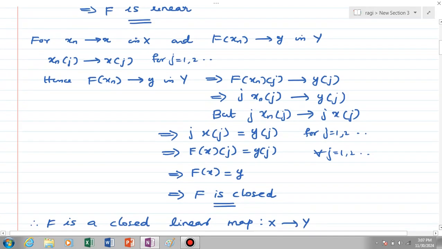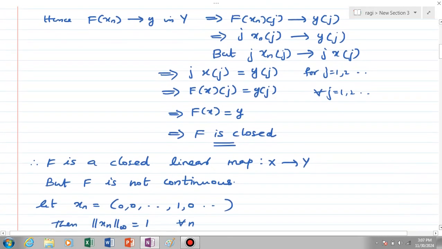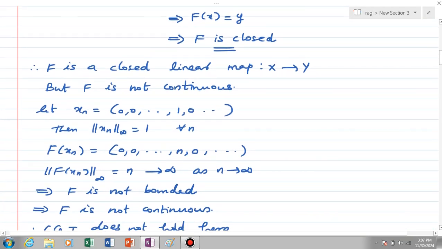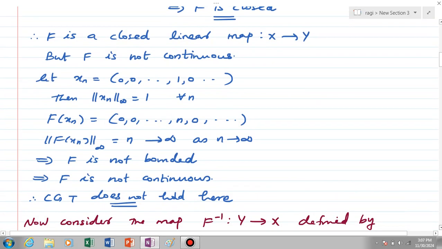So we have now F is a closed linear map from X to Y. But here F is not continuous, because if we let x_n be the sequence 0, 0, etc., 1, 0, 0, etc., where the 1 occurs in the nth place, then norm infinity of x_n is equal to the supremum value of the entries, that is equal to 1 clearly for every n, and F(x_n) by definition is equal to 0, 0, etc., n, 0, 0, etc.